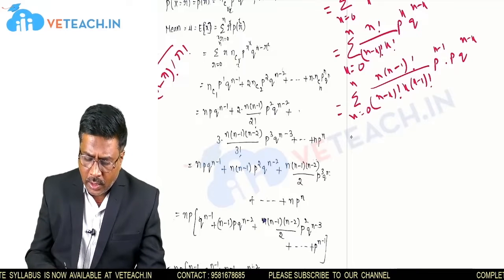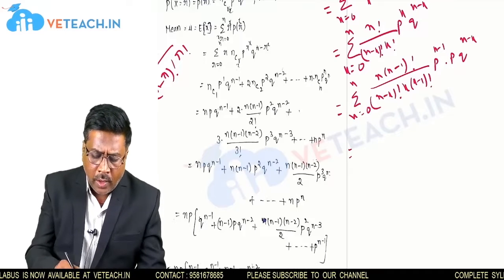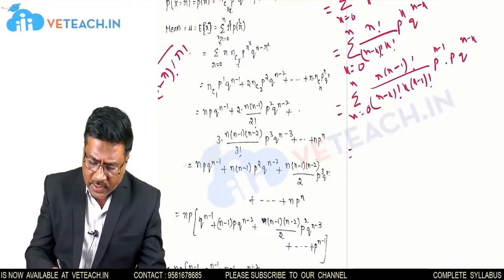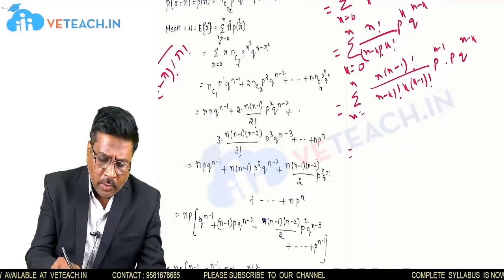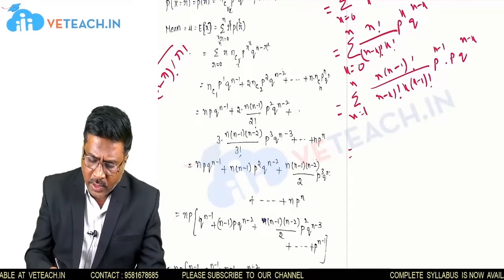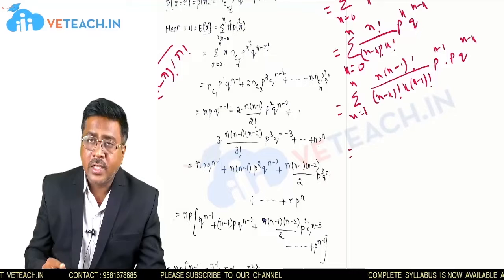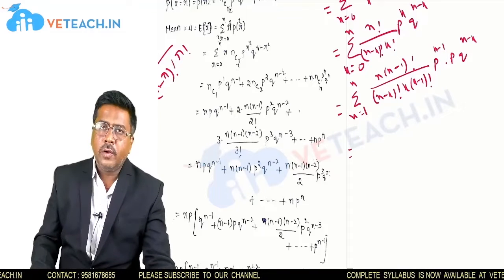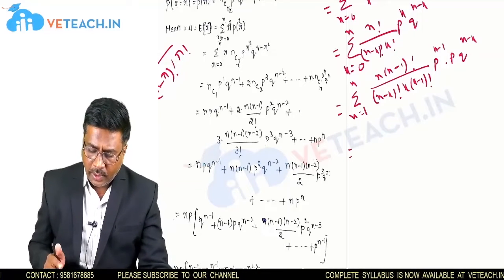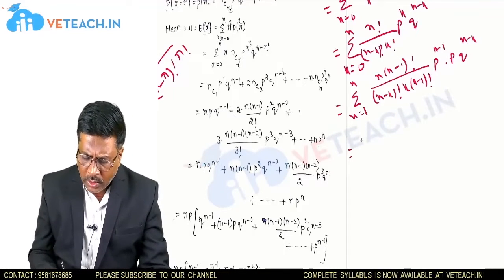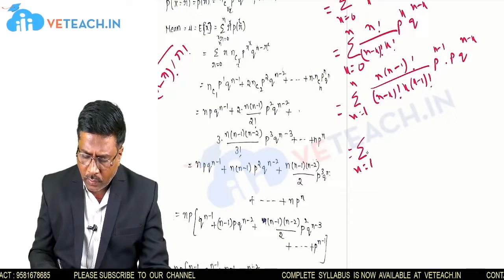Then this is equal to, because we have to expand one term forward, I have to take the sum as x equal to 1 to n. Now this is sigma of x equal to 1 to n.